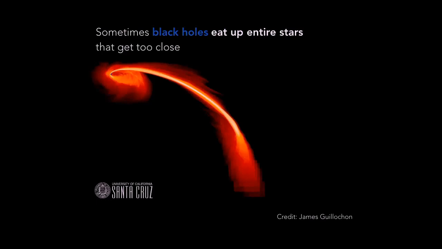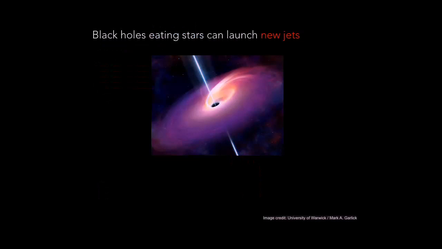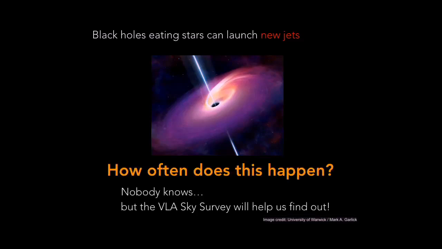And in rare cases, maybe a few percent of the time, that can launch new jets in processes that we really don't understand at all. This is called a tidal disruption event. How often does this happen? We don't even know. I think we've found two or three of them that have shown radio emission, that have shown these new jets being launched. And the VLA Sky Survey is going to be an engine to try and find more of these events and help us understand where they come from and how often they happen.